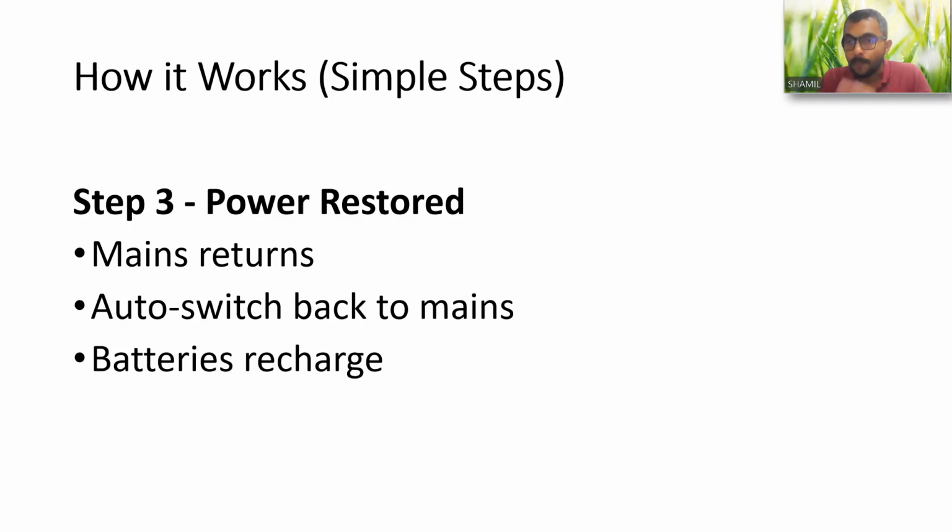The third one is when the power restores back, then the mains power supply will be returning, and the power supply for the emergency light will be switching back to the main supply. Okay, it will automatically switch back to the main supply, and the batteries will be recharged. So this is how the operation occurs. We have discussed three parts: one is the normal condition, the power failure, and then power restoration. So these are the three stages to show how the emergency and exit lights operate.